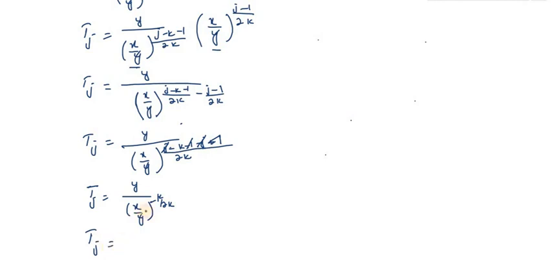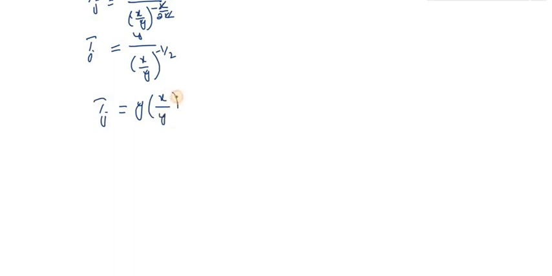So the jth term is y upon x upon y to the power minus k upon 2k, and k is cancelled with this k. We get the jth term is equal to y upon x upon y whole power minus half. So here the jth term is equal to y and x upon y to the power half plus half, when we write x upon y in the numerator.